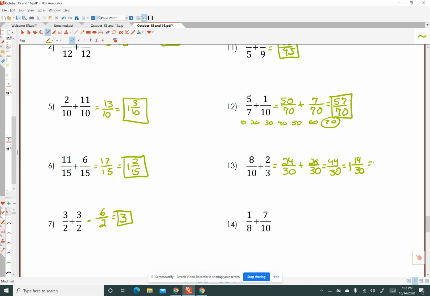And 14 and 30 are both divisible by 2. So 14 divided by 2 is 7. 30 divided by 2 is 15. And that's the final answer.